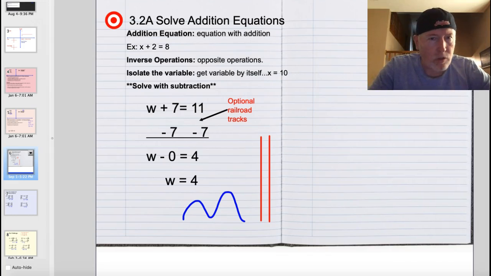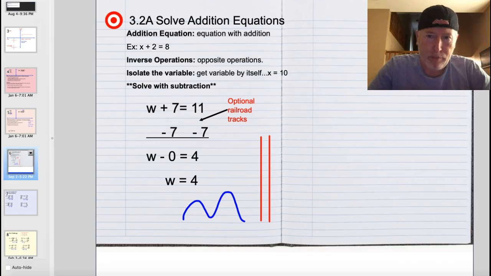Welcome back. Hope you got your pause problems and your ticket to the show taken care of. Let's take a look one more time at the addition equation. That's just an equation with an addition symbol in it, like x plus 2 equals 8. Inverse operations, that's using the opposite operation. We're solving addition equations tonight, so we're going to be doing a lot of subtracting. That's the opposite. Isolating the variable, that means to get it by itself.